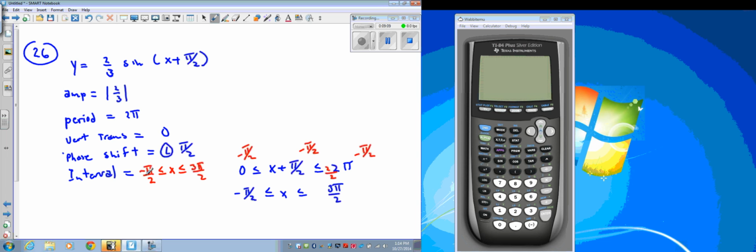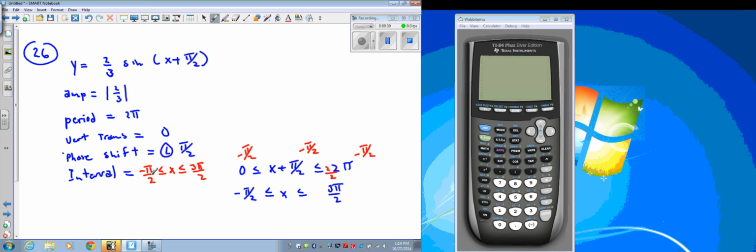And then, at the beginning, because it's sine, you would be at 0. And because there's no vertical shift, you'd be at 0. And then at 1/4, you'd be at its maximum, which would be 2/3. And you'd be back at 0 at 1/2. At 3/4, you'd be at its minimum, minus 2/3. And then at the end of this interval, you would be back at 0.